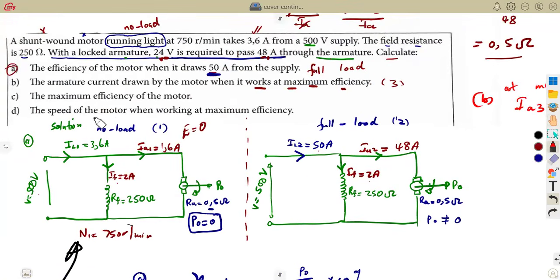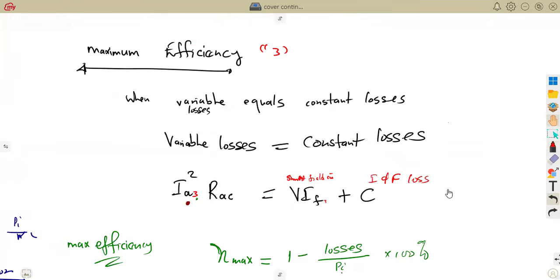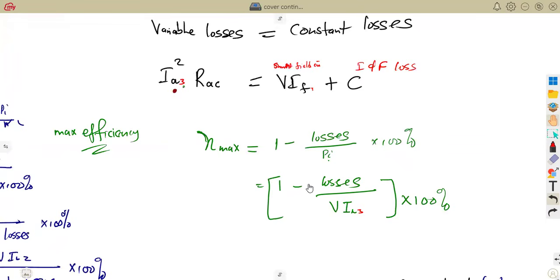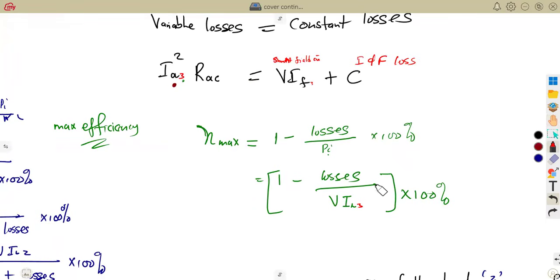Then the maximum efficiency. After that, they want you to calculate that maximum efficiency. Since we are dealing with the motor, we're going to have this at maximum efficiency. Everything is just going to remain as it is, but the current that we are using there is the one for maximum efficiency, the one that you need from the diagram. Now we have to relate from the diagram to calculate that one.